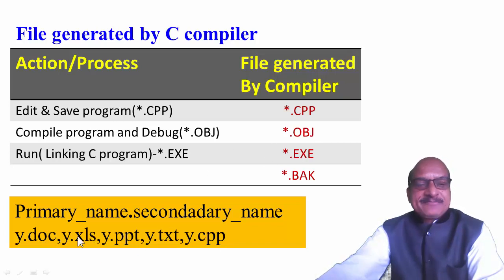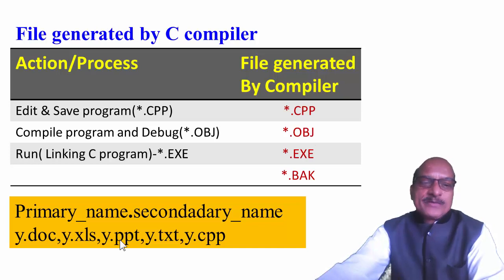If you create a file using MS Excel, then the extension will be XLS. If you create a PowerPoint file by using the MS PowerPoint program, then the extension will be PPT. If you use Notepad, the extension will be .txt. And if you are creating the file using the C compiler, the extension of the file will be CPP. So this extension gives us an idea about which software this file is generated through.